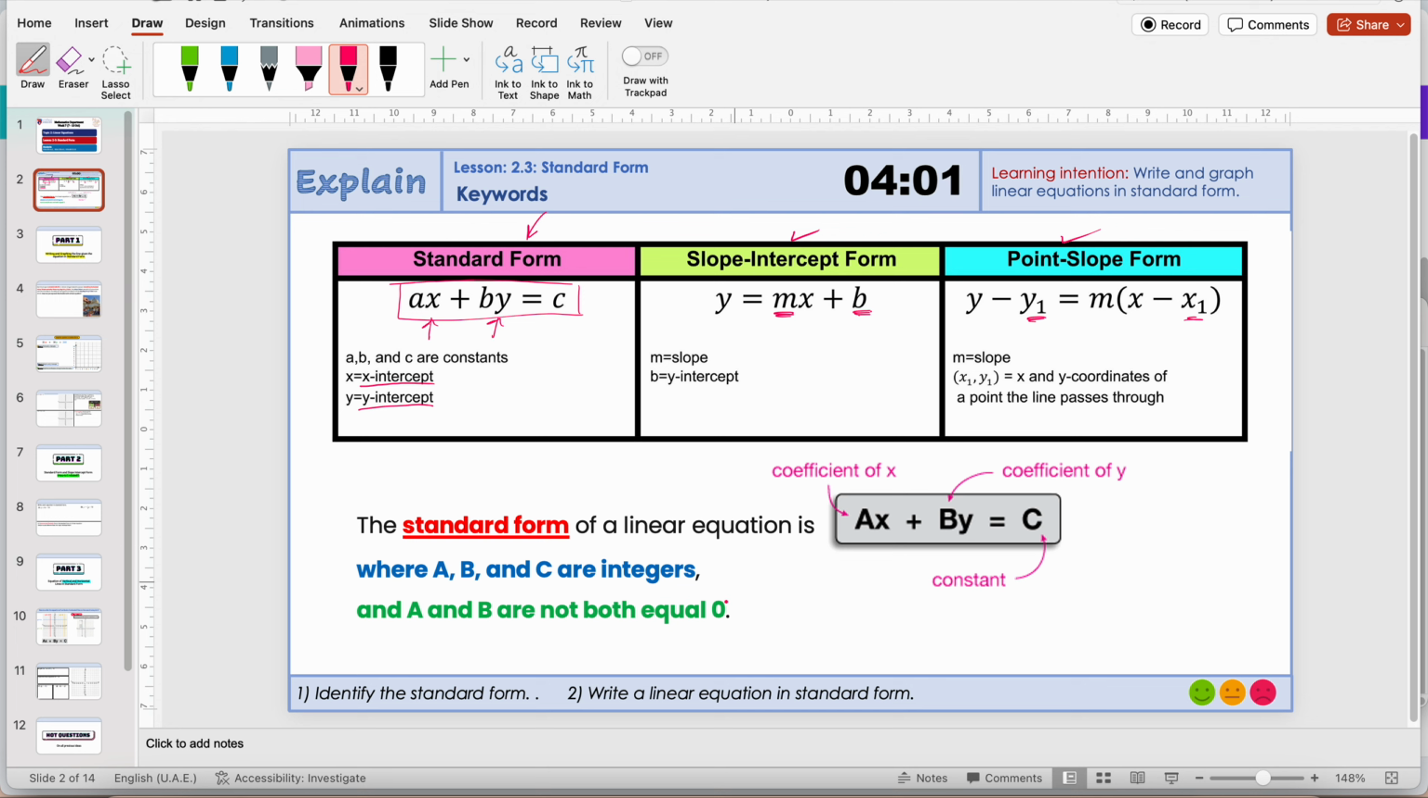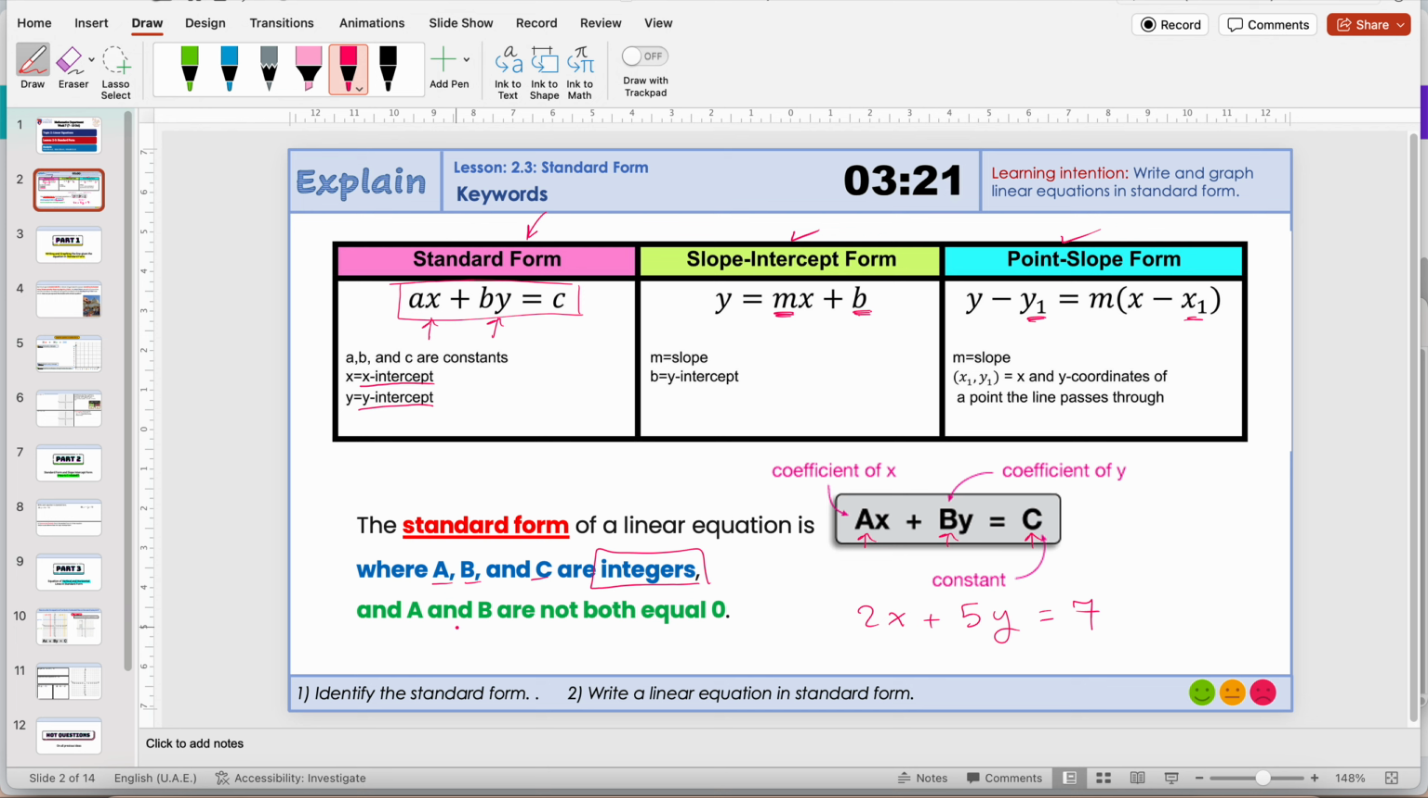One more thing that I have to make sure is clear is that A, B, and C should be numbers, but they should be integers, whole numbers. For example, it can be 2x plus 5y equals 7. A is 2, B is 5, and C is 7. Again, they don't hold any specific meaning like a slope or a point. They're just the coefficients of x and y, and they help us in finding the x-intercept and y-intercept.